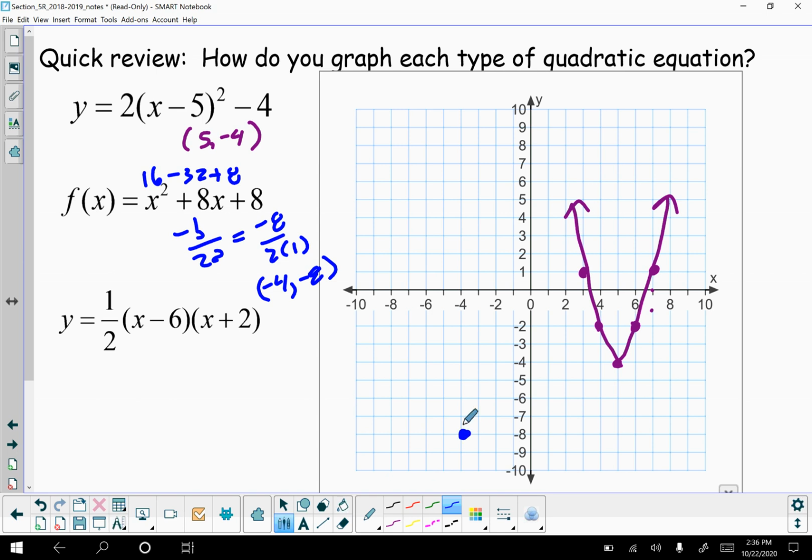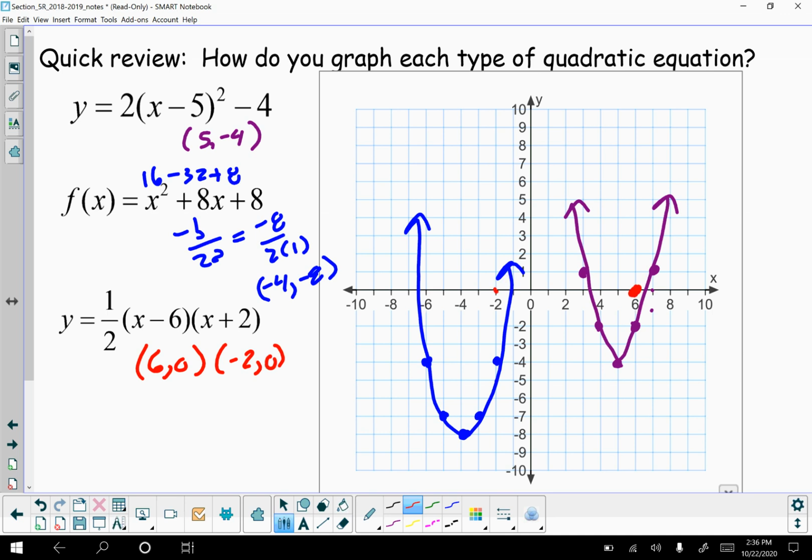My pattern graph is going to be 1, 3, 5, so I'm going to go right one, up 1, left one, up 1, right one, up 3, left one, up 3. And here is our parabola. And then our last one. This is going to give me my roots, so it's going to cross at 6, 0 and at negative 2, 0. So 6, 0 is here, negative 2, 0 is here.